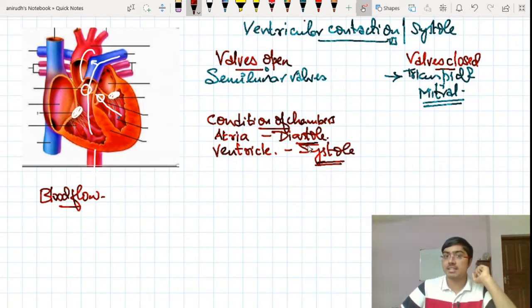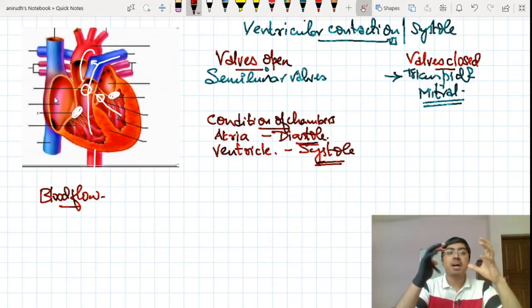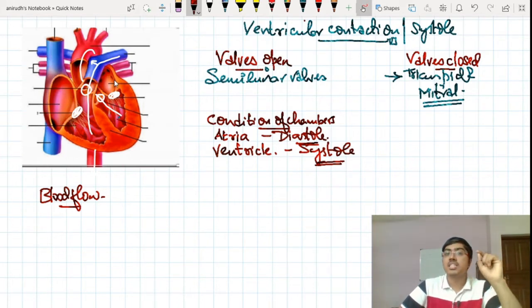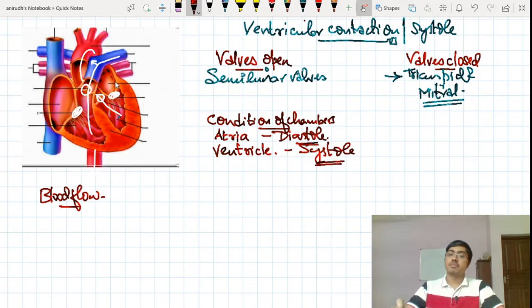As the atria relaxes, the atrial pressure is decreasing. So the atria will start receiving the blood from the vena cava and the pulmonary veins. Okay, this is what is actually going to happen during the time of ventricular relaxation. So the idea is that when one chamber relaxes, the other chamber is contracting. When one chamber is contracting, the other chamber is normally relaxing.